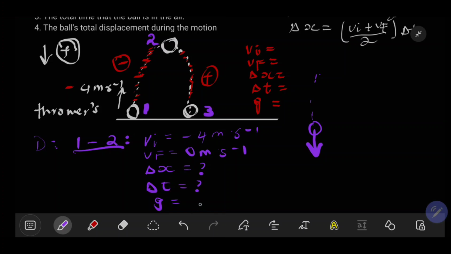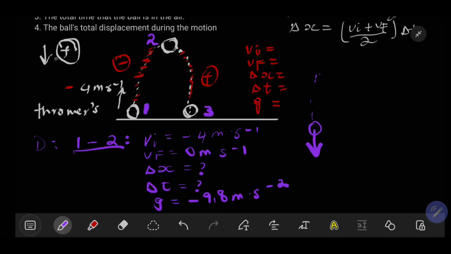So it means now our g is negative 9.8 meters per second squared, because gravity will forever pull the ball downwards. So this force is acting downward. So our gravitational acceleration in this case is negative 9.8 meters per second squared.